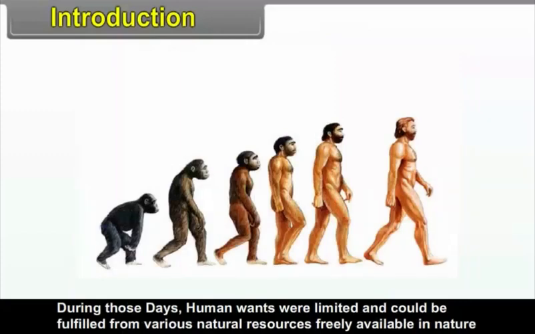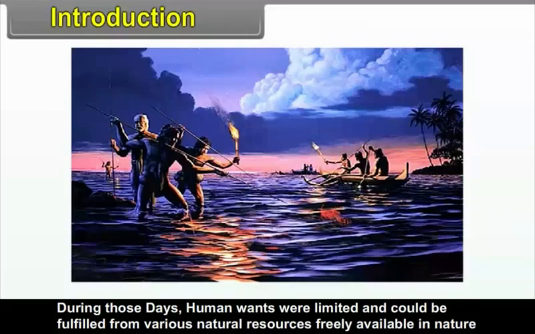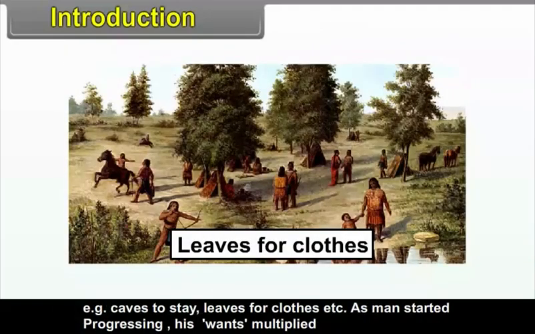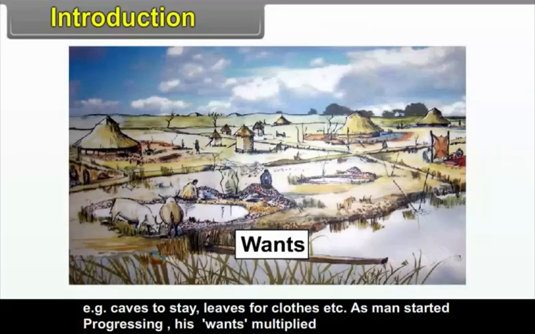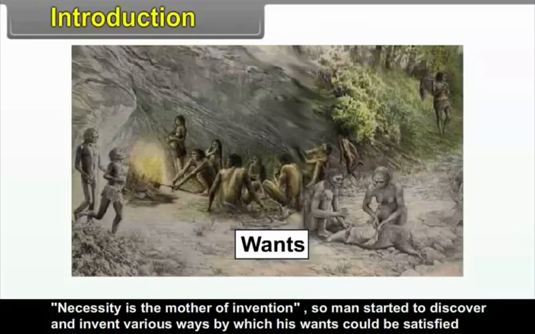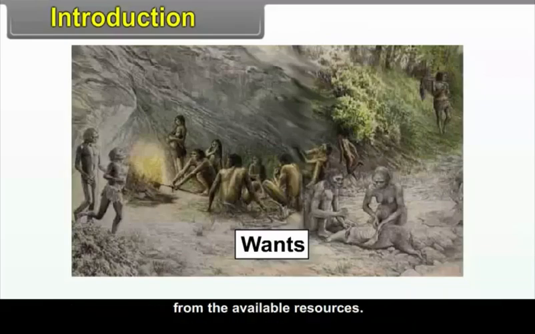During those days, human wants were limited and could be fulfilled from various natural resources freely available in nature. For example, caves to stay, leaves for clothes, etc. As man started progressing, his wants multiplied. Necessity is the mother of invention. So man started to discover and invent various ways by which his wants could be satisfied from the available resources.